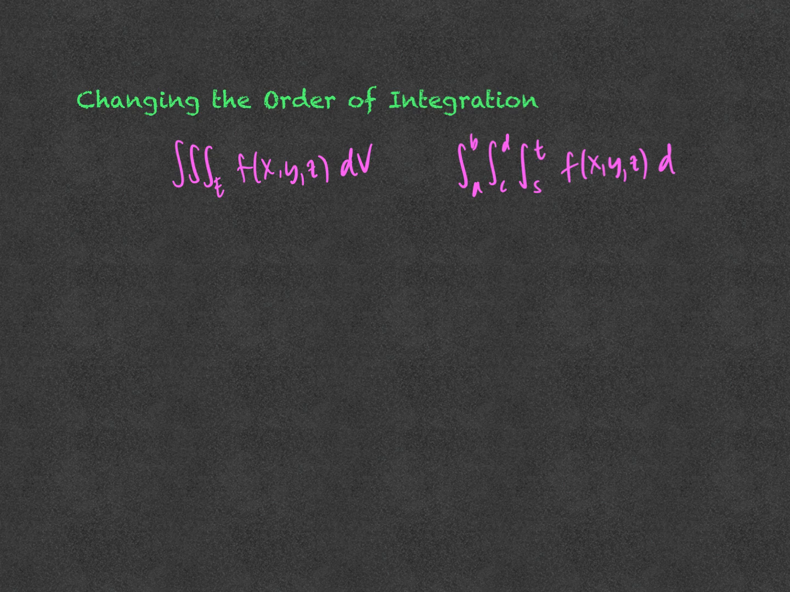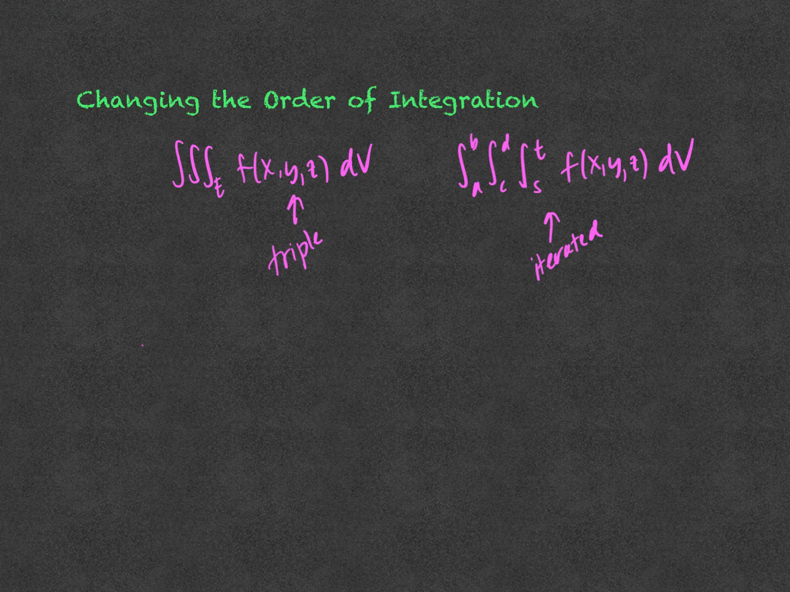dV. This is called a triple integral. And this one is called the iterated integral, where you write them out into very specific values. So our goal is to learn to change the order of integration. Let's look at a very specific example.